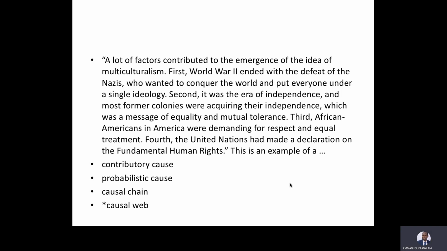Which one is it? Look again at the first sentence. A lot of factors contributed to the emergence of the idea of multiculturalism. First, World War II ended with the defeat of the Nazis. Second, it was the era of independence. Third, African Americans in America were demanding respect. And then fourth, the United Nations had made a declaration on fundamental human rights. So all these factors were contributing to the idea of multiculturalism, and they were all doing so at once. So the answer is causal web.